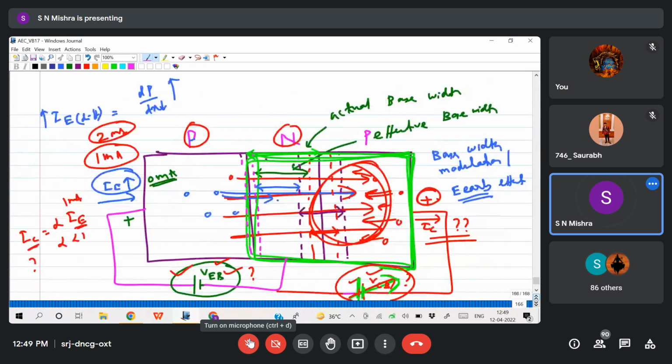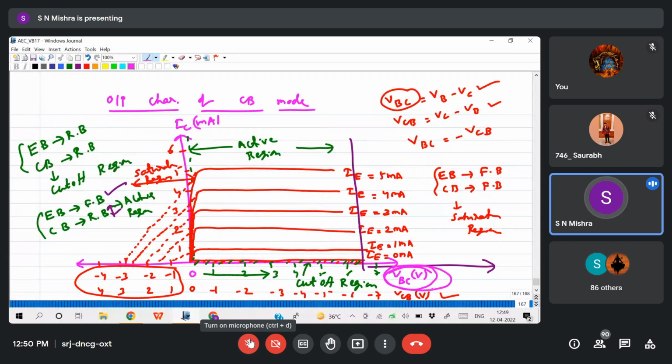This is your PN junction diode, and this junction is reverse biased. P is connected to negative, N is connected to positive. Now when I increase more and more reverse bias voltage by increasing the VCB, then what will happen? Suddenly a huge amount of current will flow and that will break the transistor. So we should always avoid this region. This region is called the breakdown region.